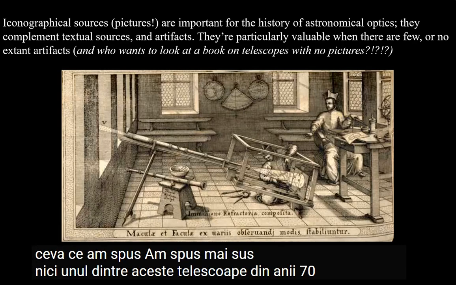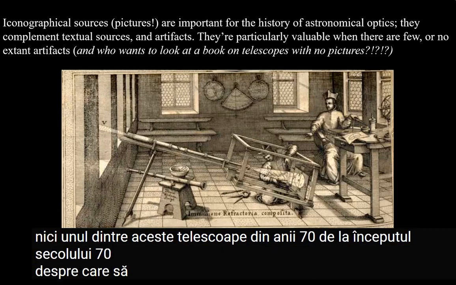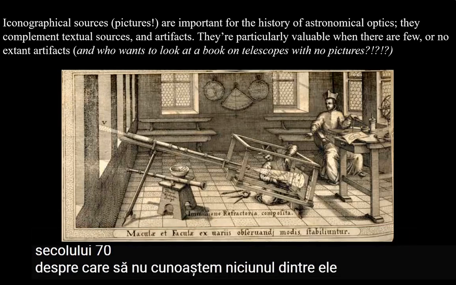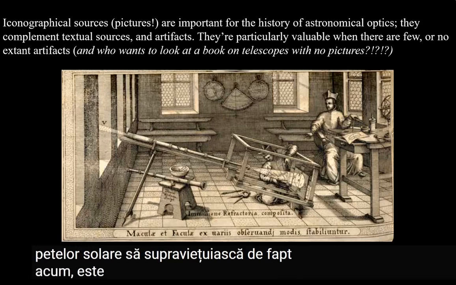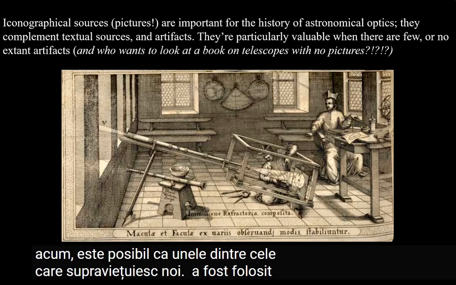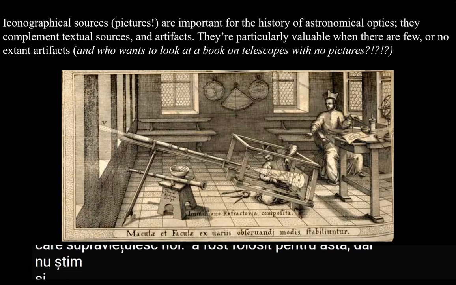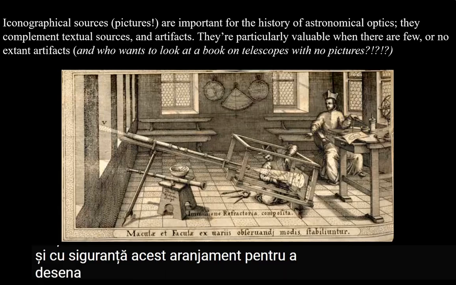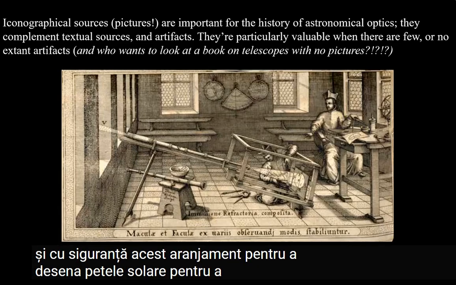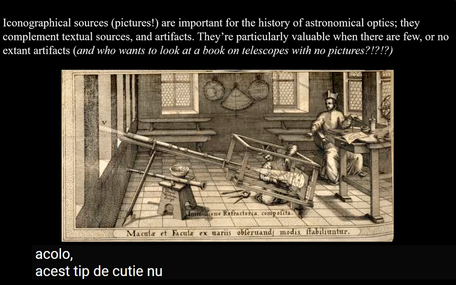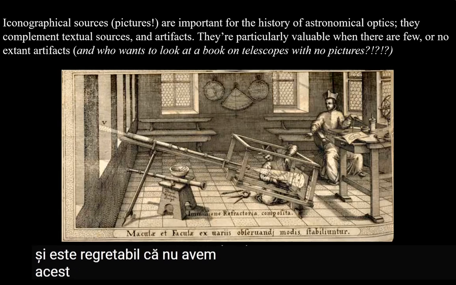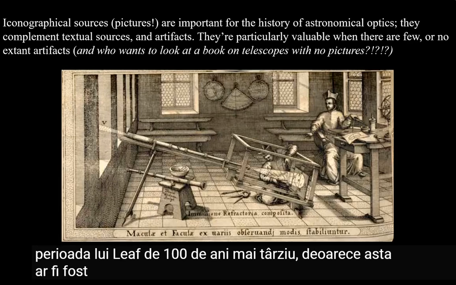None of these early 17th century telescopes that we know of, none of them which were purpose-made for observing sunspots actually survive. Now, it's possible that some of the ones that do survive were used for that, but we don't know. And certainly this arrangement for drawing the sunspots, for projecting the image of the sun, so you can draw it there, that sort of box does not survive. And it's unfortunate that we don't have this sort of example from Leif's period of about 100 years later, because that would have been useful for his project.